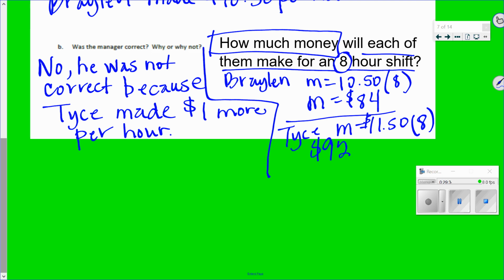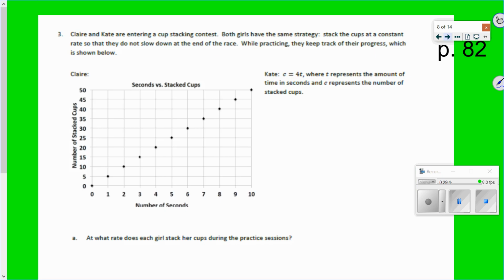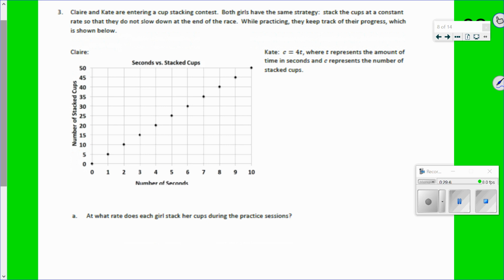Guys, for those variables, you can plug in whatever you're trying to find out. I can plug in any amount of hours for that equation. Okay? Next one.